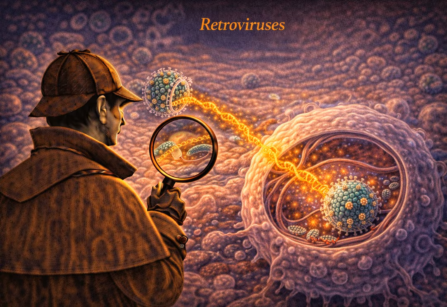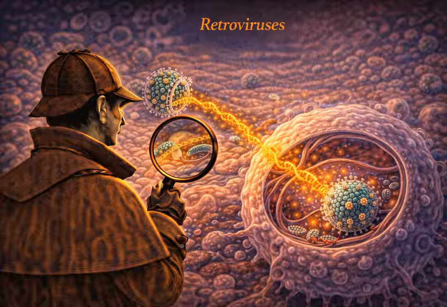TAX is a transactivator protein, functionally similar to TAT in HIV, but whereas TAT turns on viral genes, TAX turns on cellular genes. Specifically, it heavily upregulates the genes for IL-2 and the IL-2 receptor. And IL-2 is basically T-cell food. It's the primary growth factor.